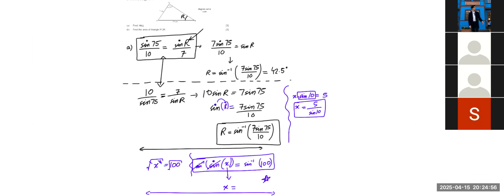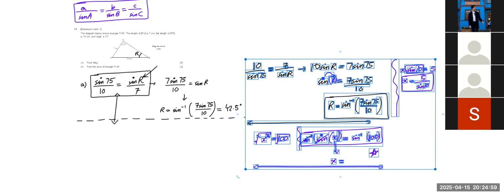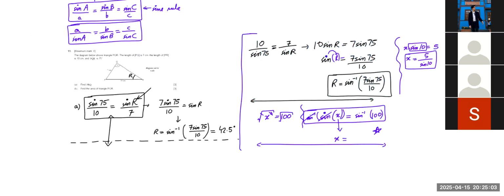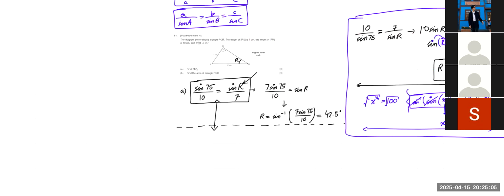Now about the area, I don't know if you guys tried this out because I didn't tell you guys the area formula using trigonometry. But it's pretty simple. It's also in your formula booklet. Whenever you have a triangle, and you know an angle, like for instance, in this case, you know 75 degrees.